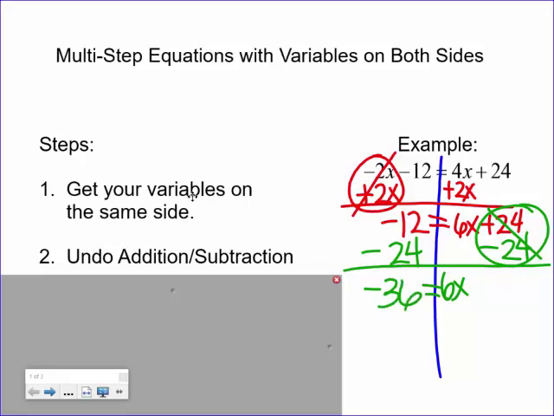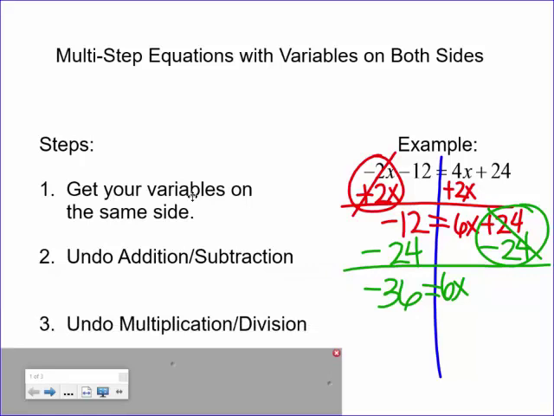It would be nice if you magically had $36 in your wallet. Okay? Everybody good with that step? How many of you remember doing this last year? Okay, good. All right.